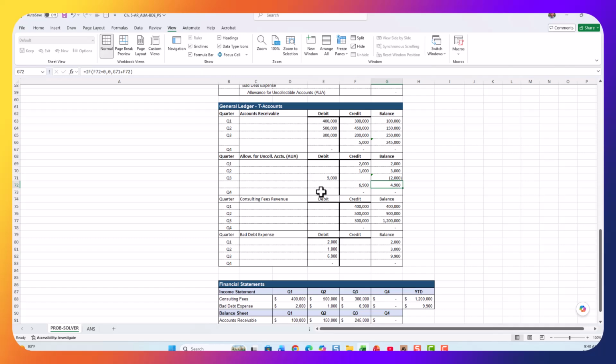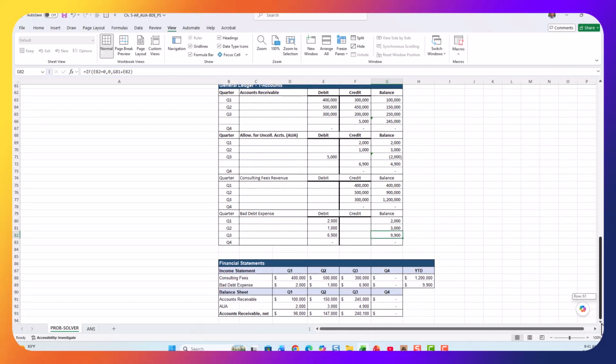Consulting fees during the quarter were credited for $300,000, giving us a year-to-date balance of $1,200,000. Bad debt expense was debited for $6,900 during the quarter, giving us a year-to-date debit balance of $9,900.